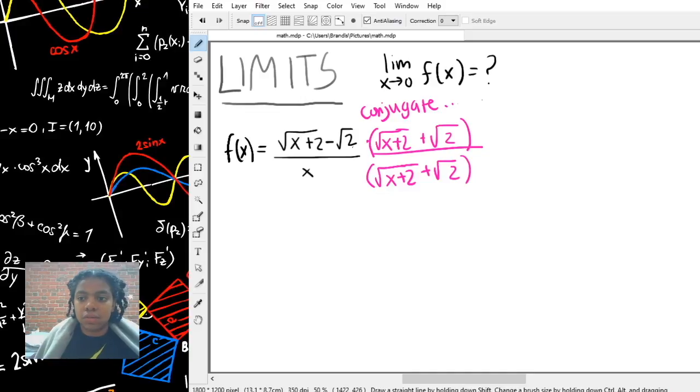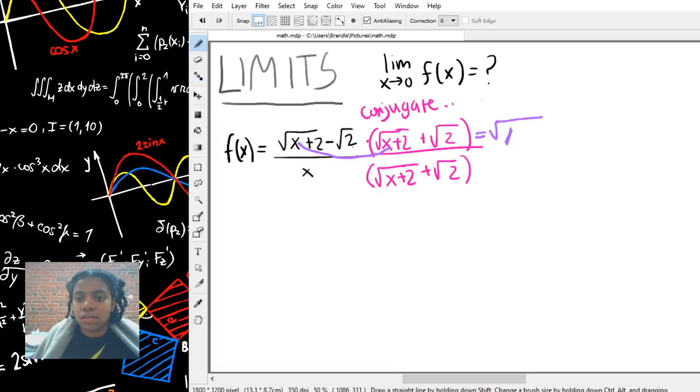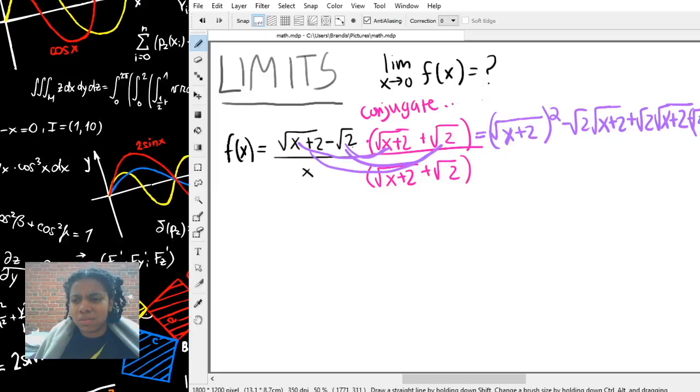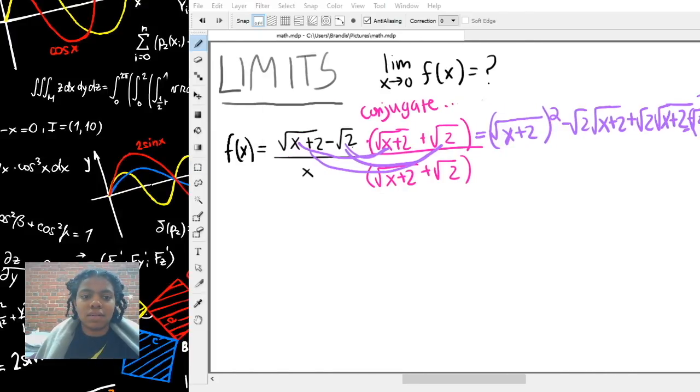And so we do our little FOIL. The first is just x plus 2 squared. The inner is negative root 2 times root x plus 2. The outer is plus root 2 times root x plus 2. And the last is negative root 2 squared. Sorry, I don't think you can see that.